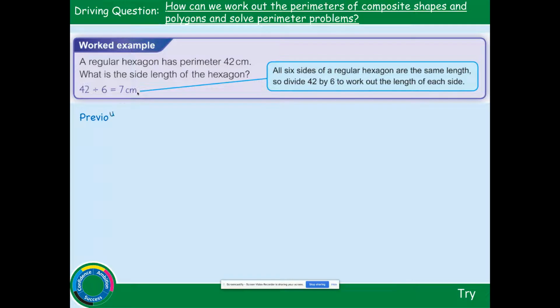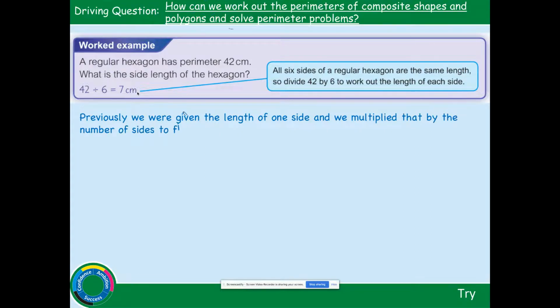So previously, when we were looking at this, we were given one side of a regular shape, and we had to find the perimeter. So we multiplied the length of that one side by the number of sides to find the perimeter. So for example, one side of a hexagon is 7 centimetres. So the perimeter equals 7 centimetres times 6, because it's a hexagon, 6 sides. So 7 centimetres times 6 is 42 centimetres.